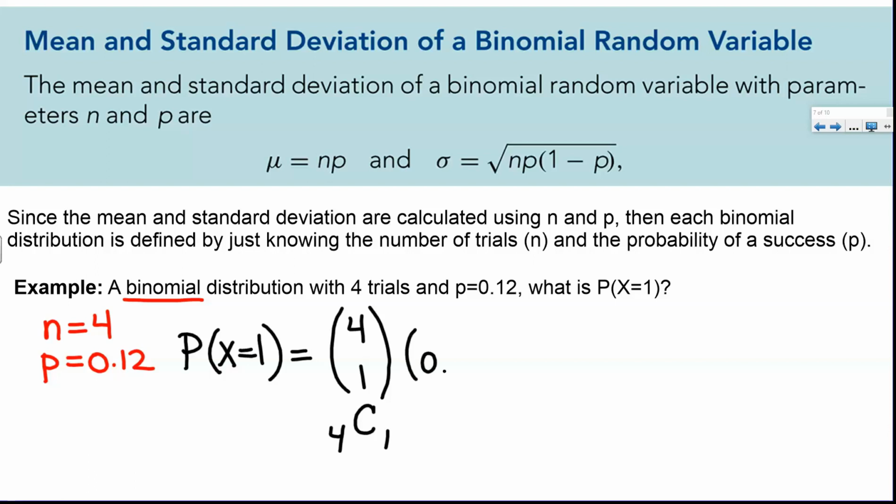Then we're taking our probability of success, which was 0.12, and we're raising it to the power of 1 because there's only one success that we're interested in. And then the last part, we're looking at the failures. That's going to be 1 minus 0.12, or you could go ahead and put in 0.88, the probability of failure, raised to the number of failures, which here would be 3, or 4 minus 1.